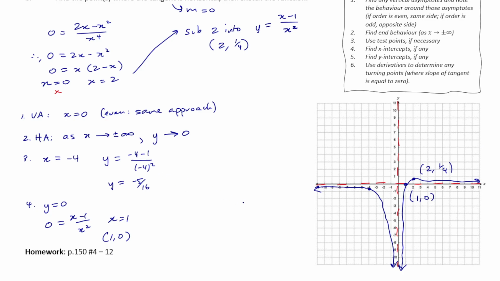We were able to find one of the features of this graph, which is the absolute maximum, that turning point at (2, 1/4), by setting the first derivative equal to 0. And I only got the first derivative by using the quotient rule. All right, so that's it. That's the lesson on the quotient rule.